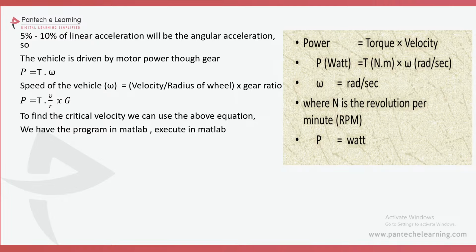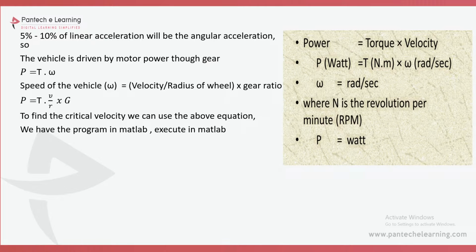When the vehicle is driven by the motor power through the gear, you can use this formula: P equals T into omega. To calculate omega from the speed of the vehicle, omega equals velocity by radius of the wheel into gear ratio. Here T is the torque. So the formula converts to T into V by radius of the wheel into gear ratio, when a motor is driven through the gearbox.